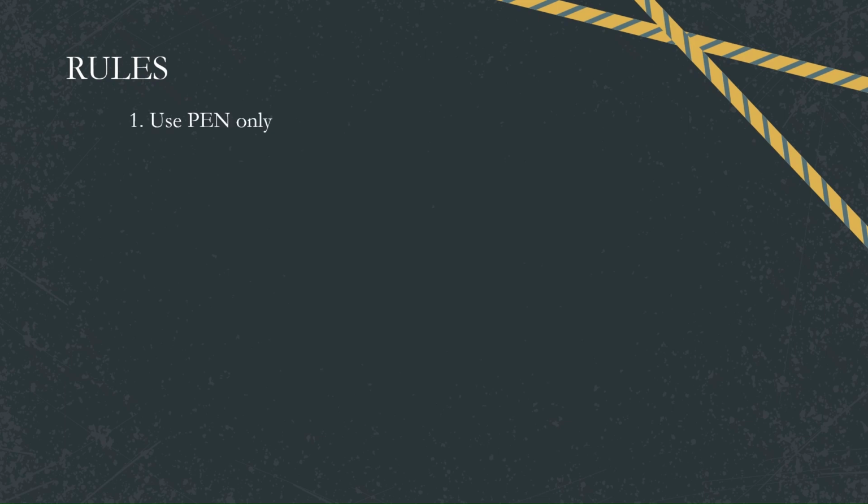The first one is use pen only. Okay, now you have to write your notes using a pen. Preferably, we use a black ink pen. Never use a pencil because pencil marks can be erased or altered easily, but a pen would create a permanent record. Then rule number 2 is never erase your mistakes.